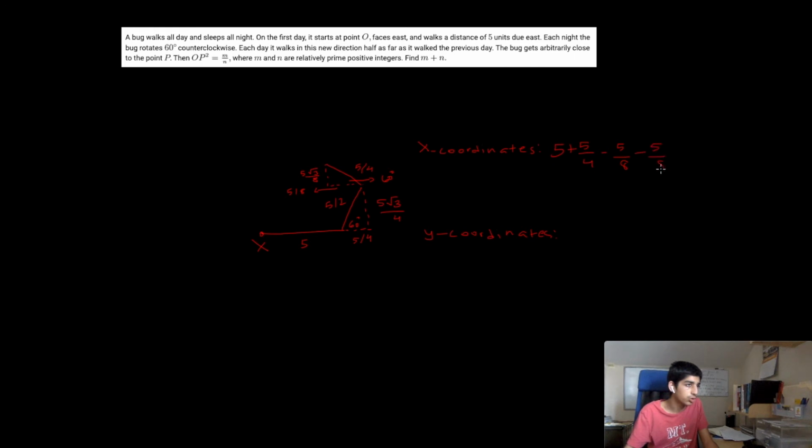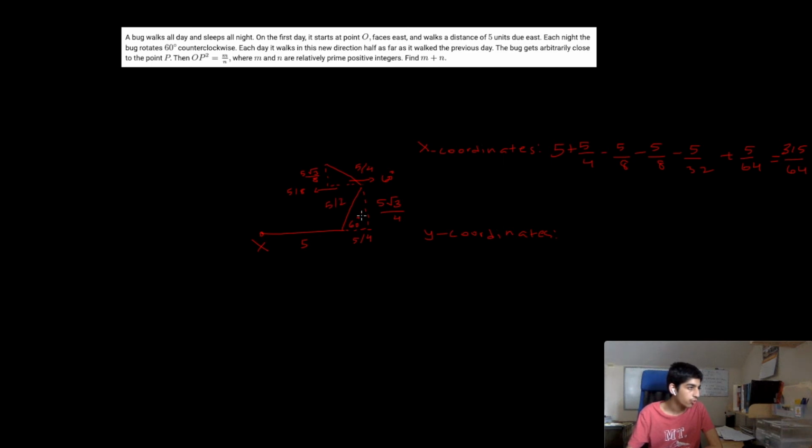I'm just going to list the first 6 moves, and then we can see if we notice a repeating pattern. So 5 plus 5/4 minus 5/8 minus 5/8 minus 5/32 plus 5/64. And if you calculate this, this should turn out to be 315/64.